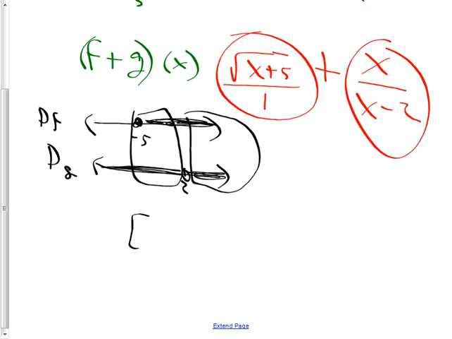So then that's negative 5 to 2, union with 2 to infinity. Raise your hand if you had that one right. Okay, good. That's the simplest kind. The next step up kind is this.